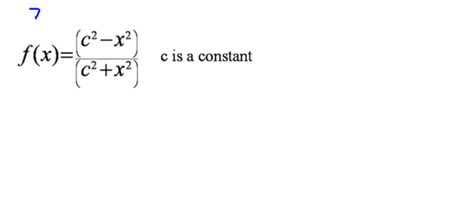C is a constant. Many students think, well, what is c? C is a constant. What does that mean? That means c is a number. Okay, c is a value. It's a number. It's being squared. So it's not a variable. Okay, it is a constant.